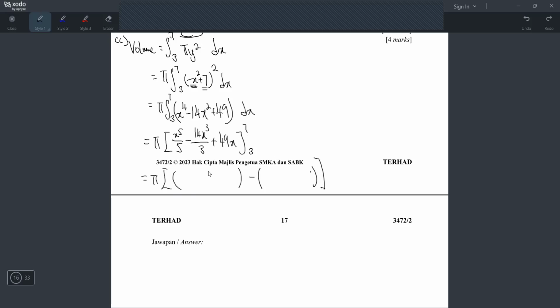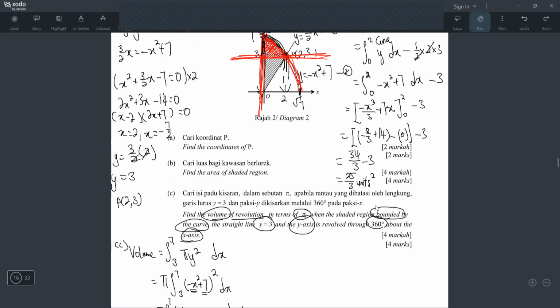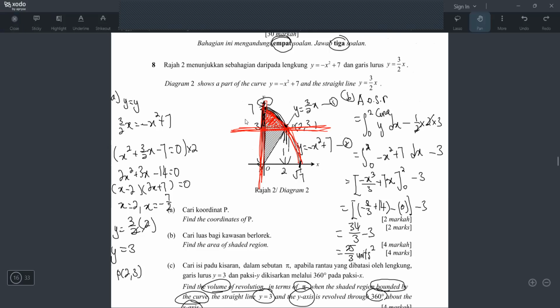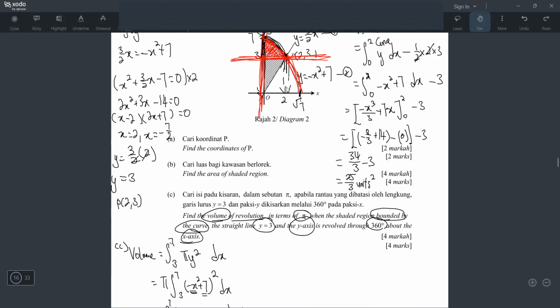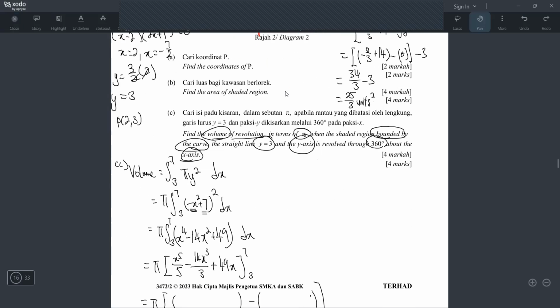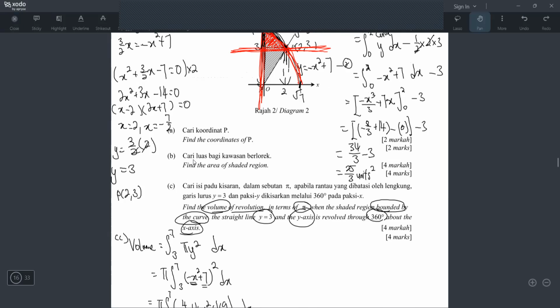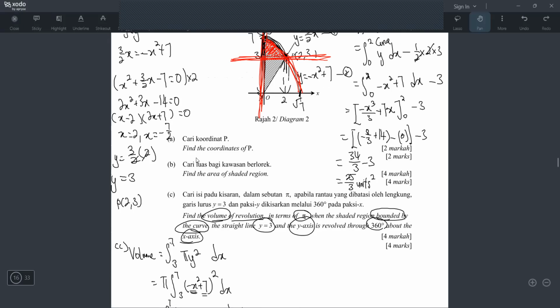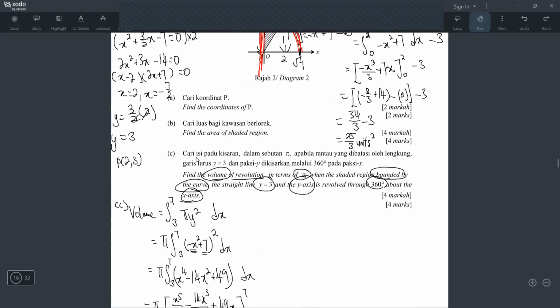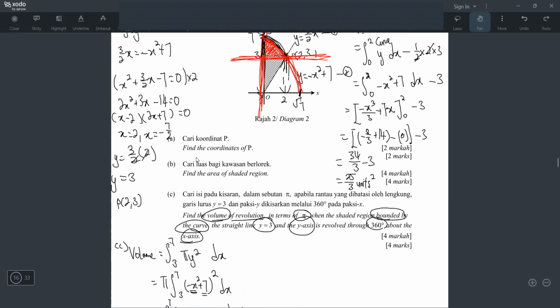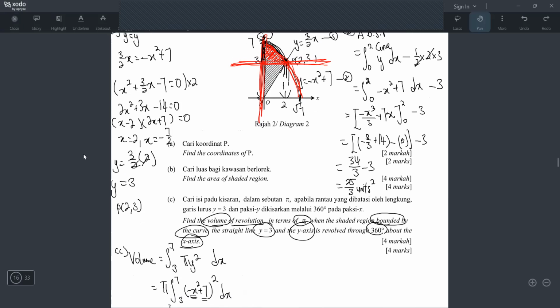wait, did I do this correctly? Y-axis. Let's see. The region bounded by the curve, y equals 3, and the y-axis. Is it correct if I do it like that? Not correct, right? Because it's the x-axis. Yeah, it's not correct actually because, okay, sorry, class, I made a mistake.